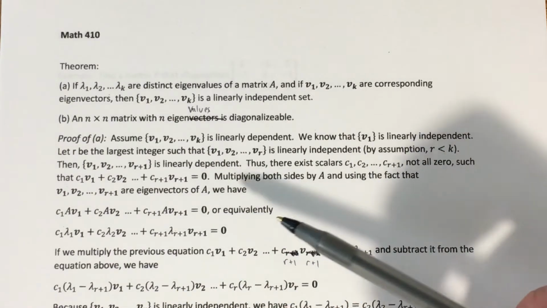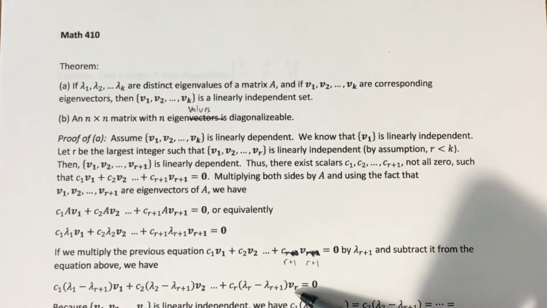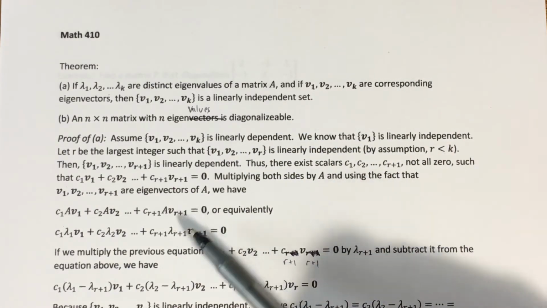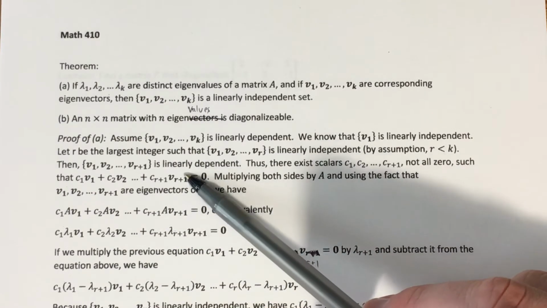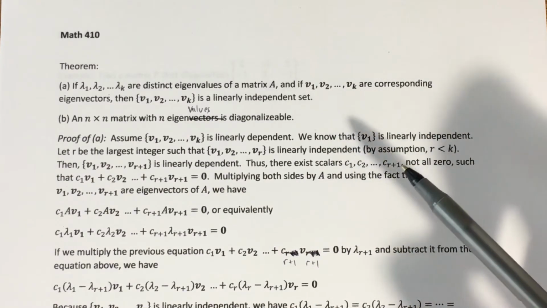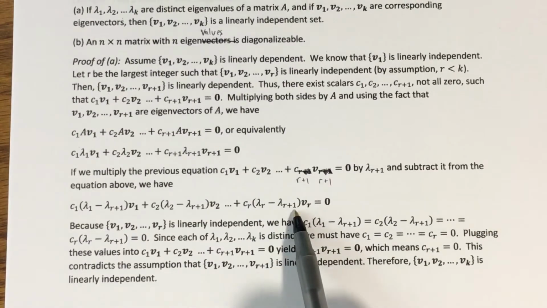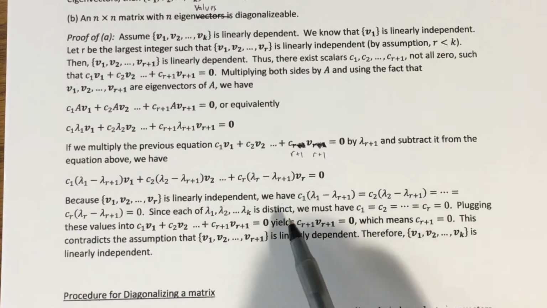And if you notice, the v_{r+1} term has disappeared. The final term here is v_r. The reason that happens is because this term in this equation right here is going to exactly match this term once we multiply it by lambda r plus 1. So those are going to cancel each other out completely. It goes to 0, and we end up with one less term on this linear combination right here. And this is the key thing that's going to make this contradiction show up.